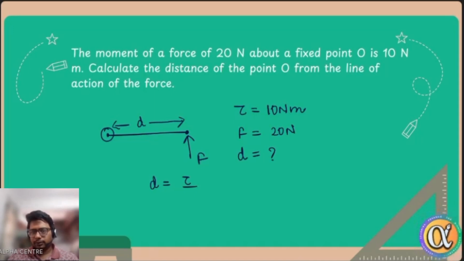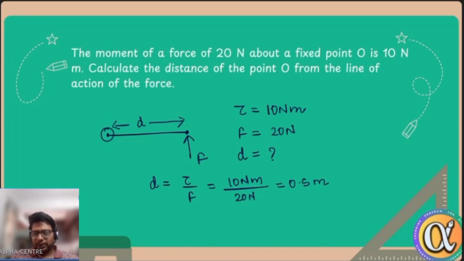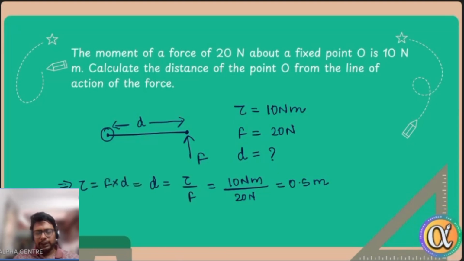So how much is D then? Torque upon force. 1 over 2 meter, which is 0.5 meter. We divide torque by force, not force by torque. Because torque is force into distance. That's the original formula. Torque is force into D. So D is torque upon force. Yes, okay.